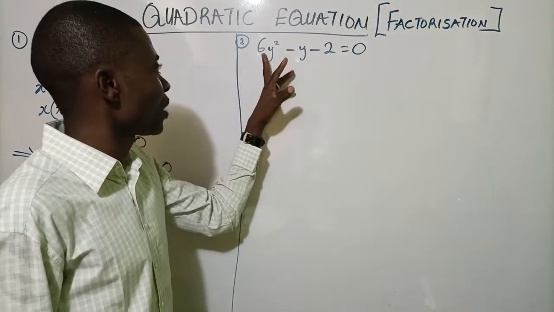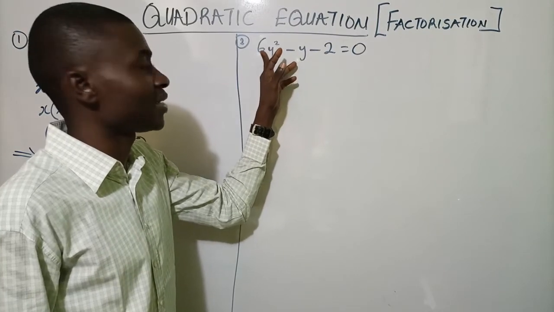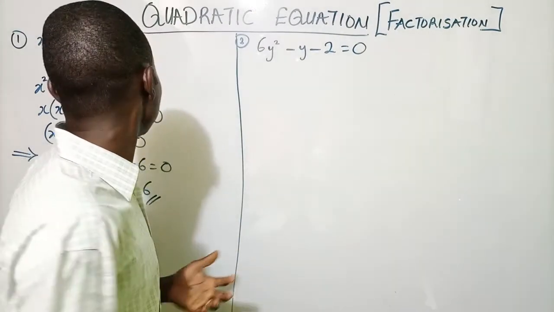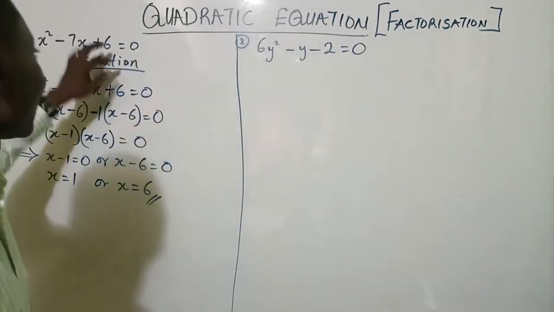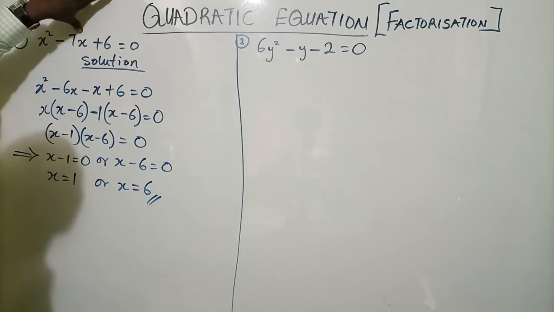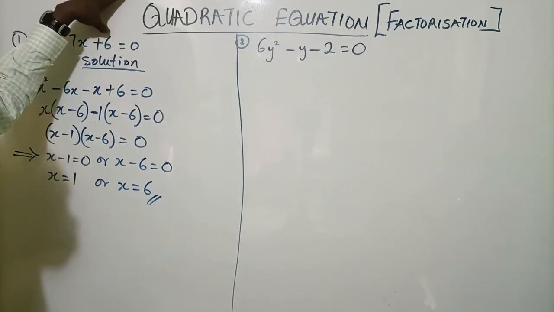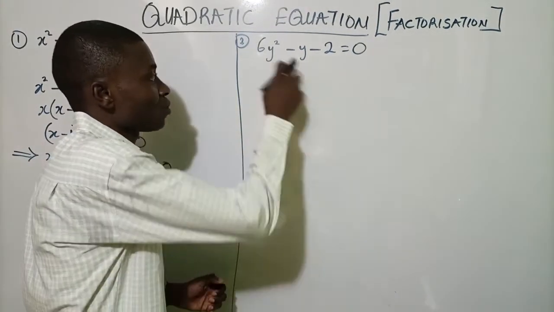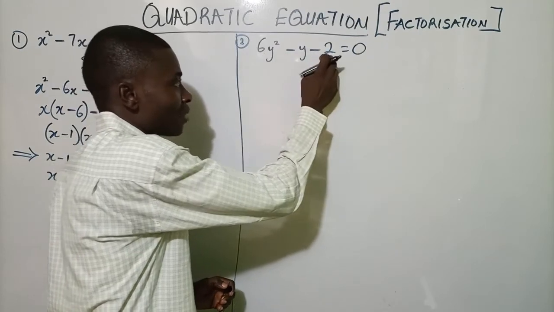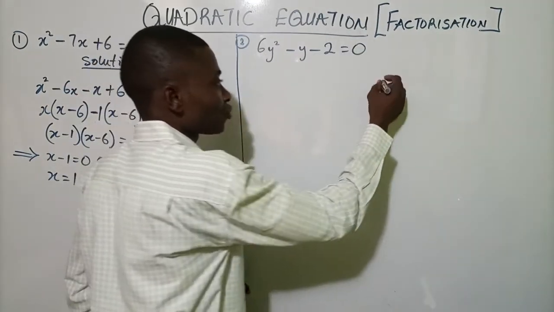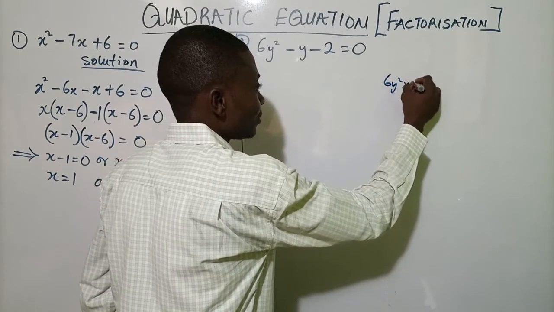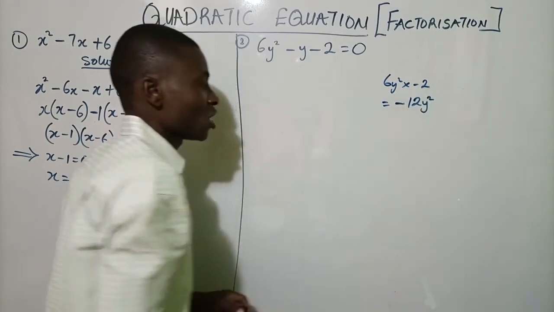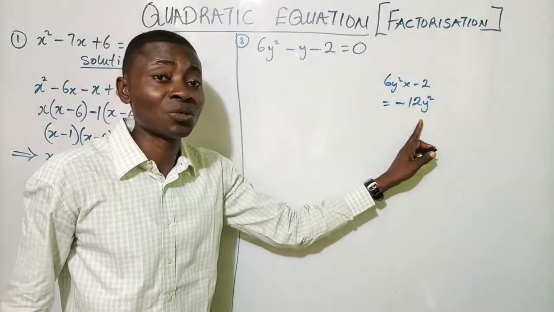In question number 2, when we look at it, you find that the coefficient of y squared here is 6, unlike question number 1. So what will you do in this case? You remember in question number 1, we said our attention is on minus 7 and this last number here. But this time, something different is going to happen. So what will we be focusing on? First thing, we're going to multiply 6y squared by minus 2. 6y squared times minus 2 will give us minus 12y squared.